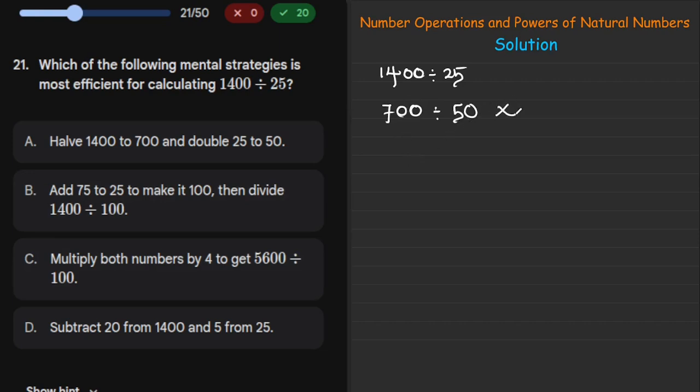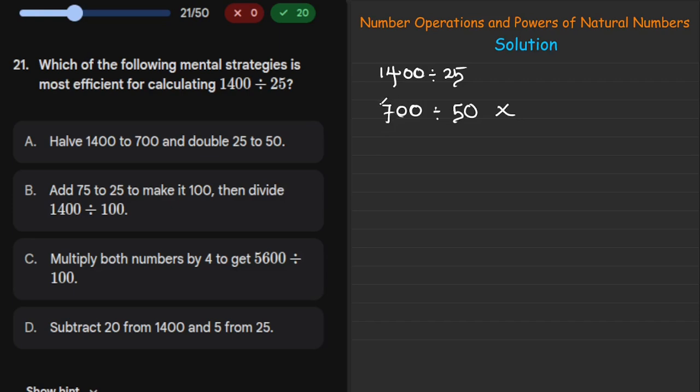So this is out. The second one says we should add 75 to 25 to make 100, and then divide by 100. That is also not going to work. But let's look at the C.